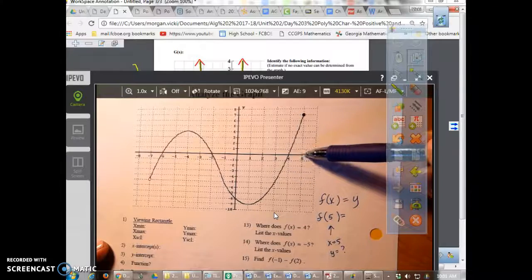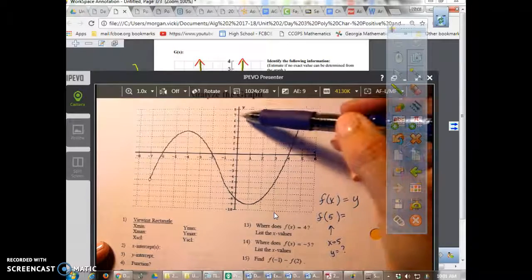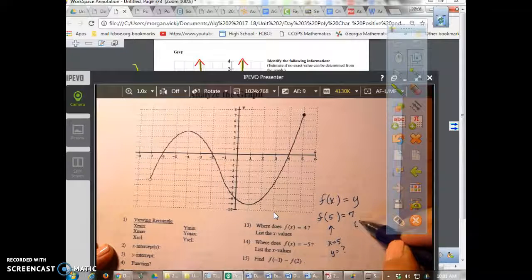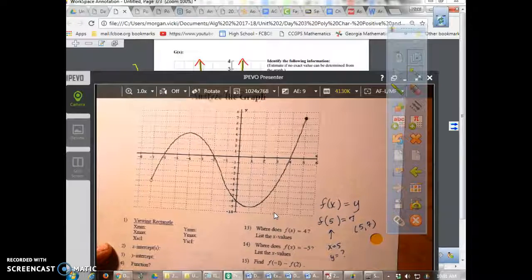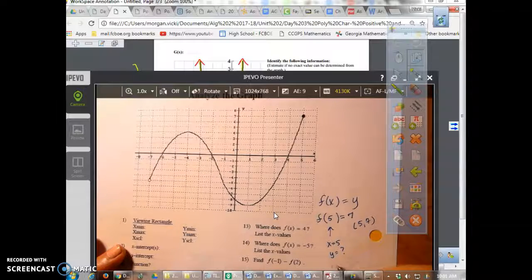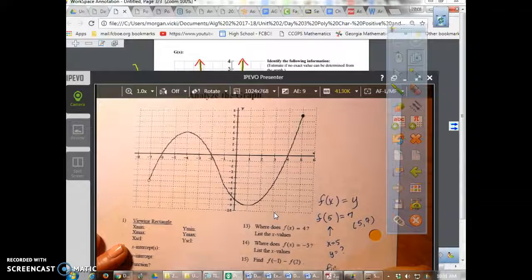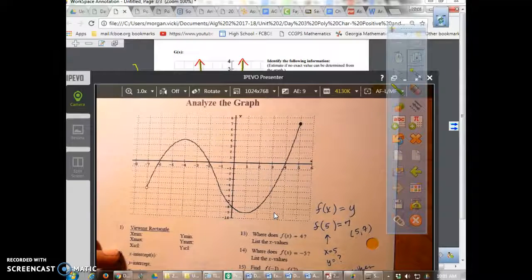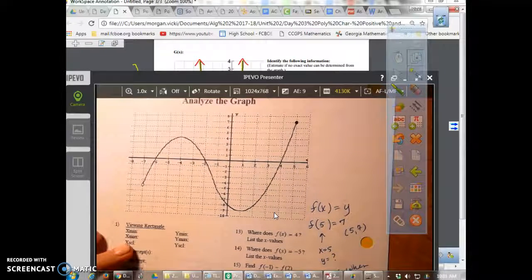So when I come over, I go to x of 5, I go up, go back over, and y is a 7. So this would be 7. This means there's a point at 5, 7 on your graph. That is function notation. The other thing that you can do is you can find x. So maybe find x when f of x is equal to -5.